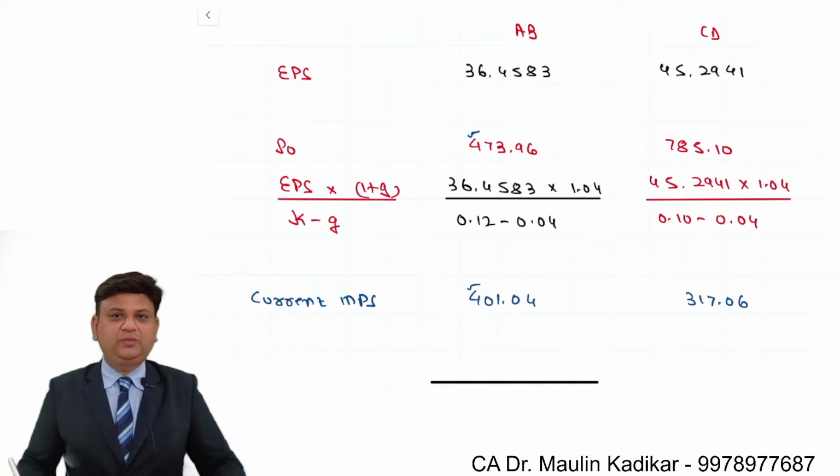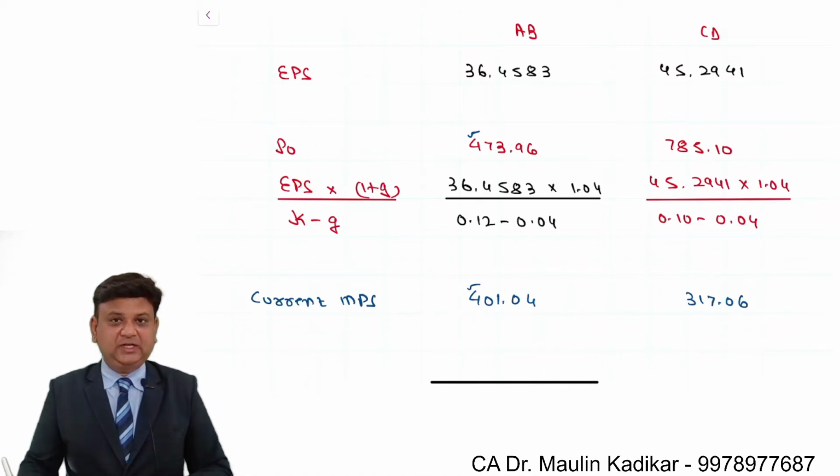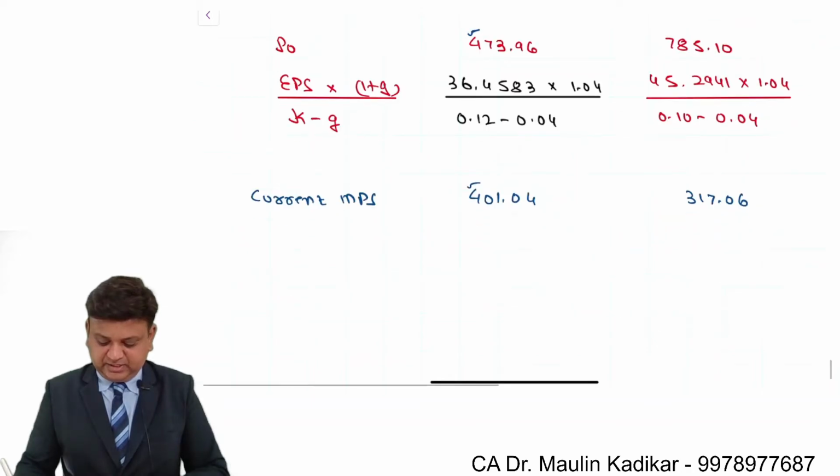If at all we want to make the computation of the percentage by which it is underpriced, then it is 473.96 minus 401.04 divided by 473.96 into 100. So it is underpriced by 15.39 percentage.